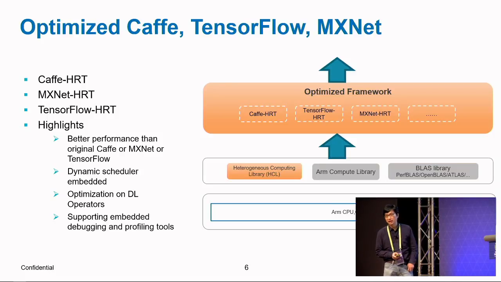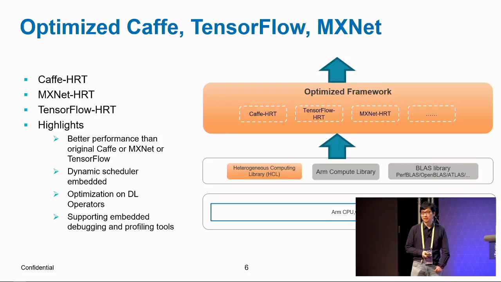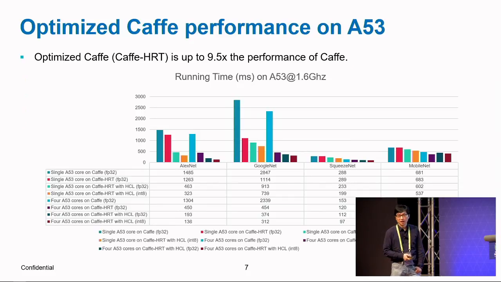That's what we did on Caffe, also MXNet, also TensorFlow. In the future, we may support PaddlePaddle, Baidu's framework. Okay, let's optimize the Caffe, TensorFlow, and MXNet. For this performance, I just use Caffe HRT to compare our result. You can see this is based on Cortex-A53.